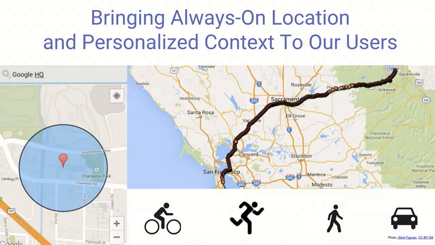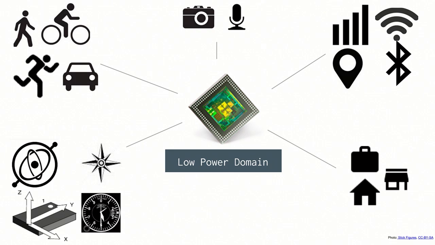So by answering these three key questions, the Android Sensor Hub will bring the best of Google's databases, machine learning algorithms, and Google infrastructure at the lowest power. This will allow us to bring you always-on location and personalized context. We'll continue to add more and more signals down into these low-power domains.